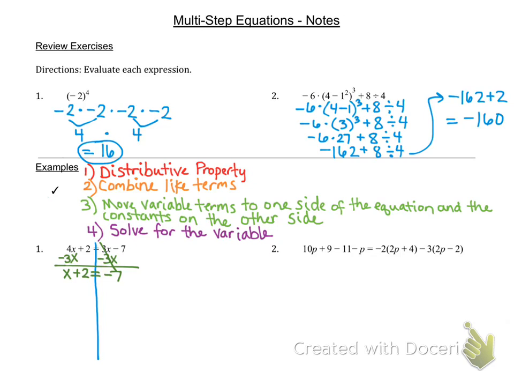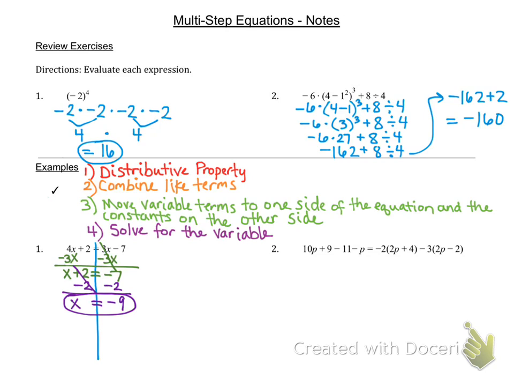Next, I'm going to move all of the constants onto the other side of the equation away from my variable. So now I have x plus 2 equals negative 7, so I'm going to subtract 2 on both sides. I'm going to bring down my x. Positive 2 and a negative 2 equals 0, so that cancels. I'm going to bring down my equal sign, and then negative 7 minus 2 is a negative 9. So my answer is x equals negative 9.